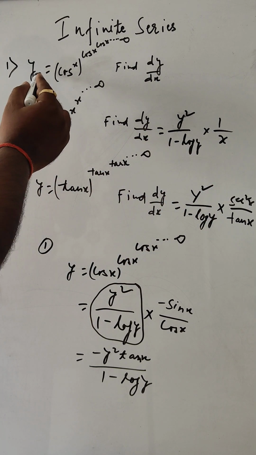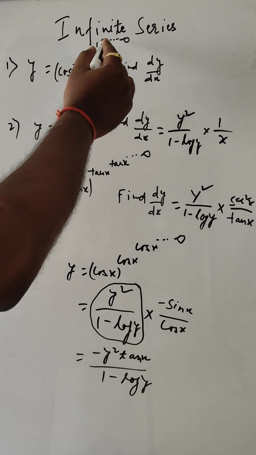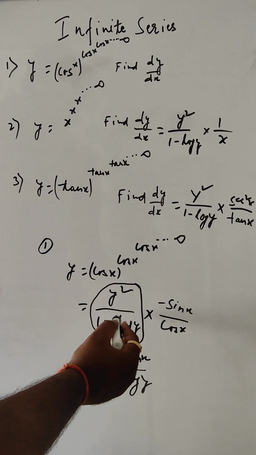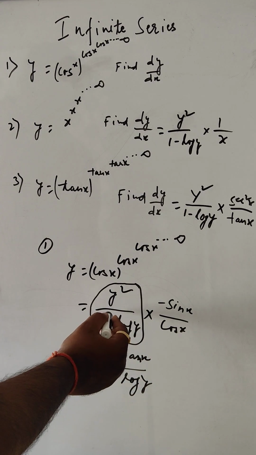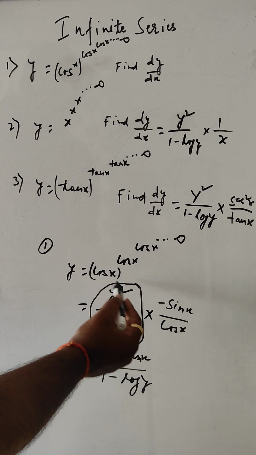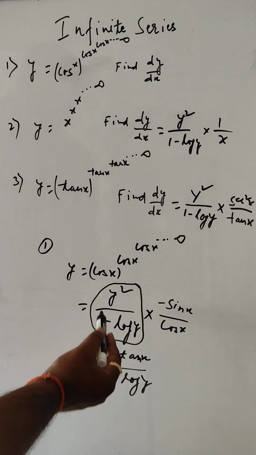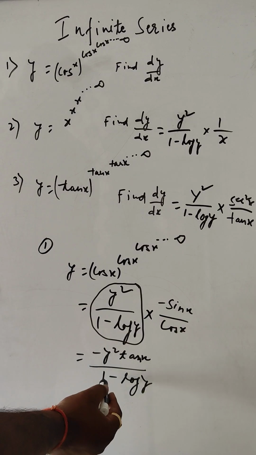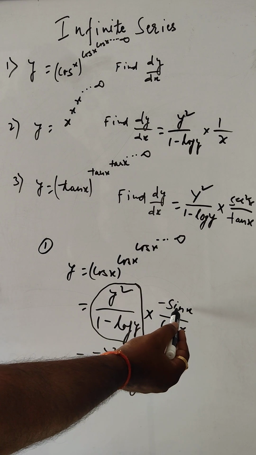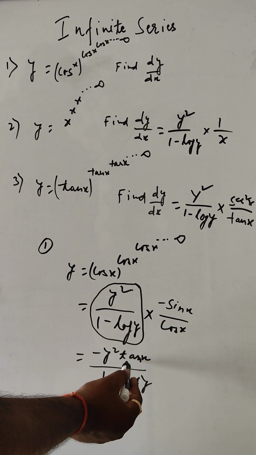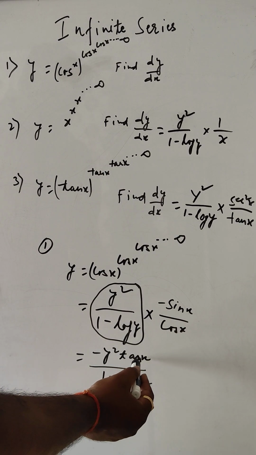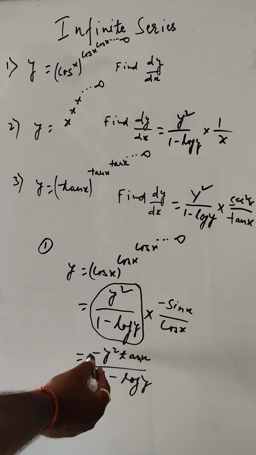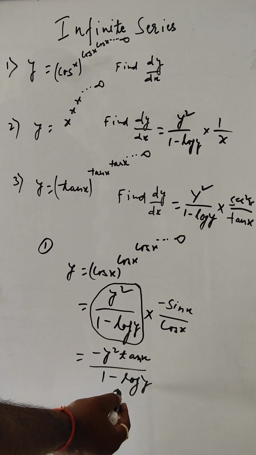Okay, for y equals cos x to the power cos x to the power cos x to infinity, for this question, y squared divided by 1 minus log y is the common part, and the differentiation of cos x is minus sin x, divided by the same thing, cos x. So this sin x by cos x can be written as tan x also. So y squared tan x divided by 1 minus log y, and we have put the minus here. So this is the answer.